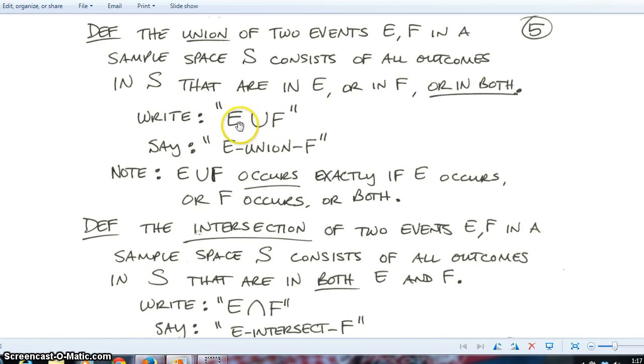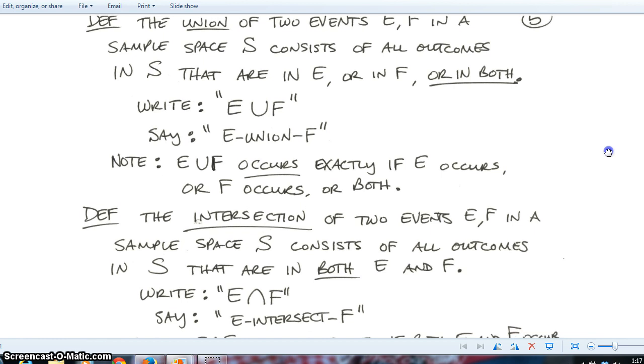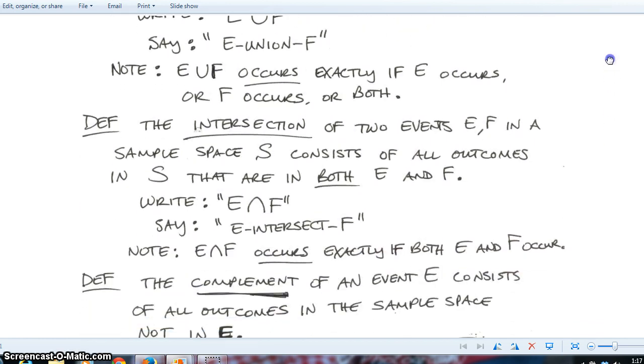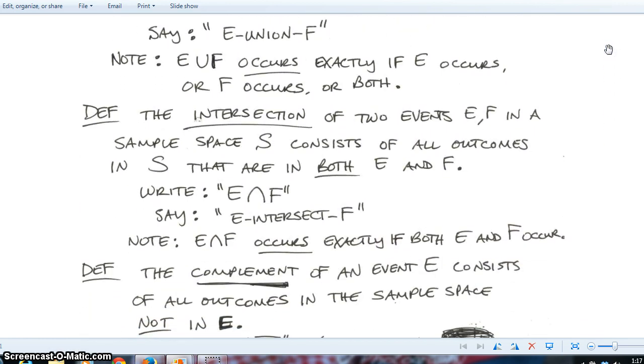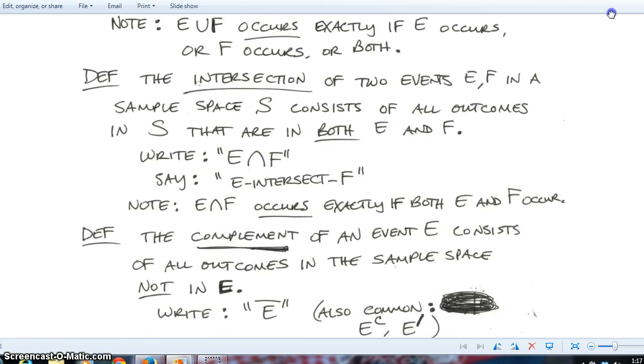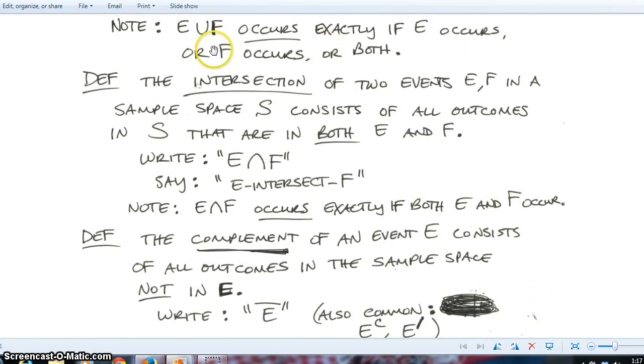As we write this, it looks like a U, but it's not quite. It's more of a cup shape, like the bowls you eat soup from at a Japanese restaurant. So that kind of cup shape, and we say E union F. If we phrase this in the language of occurrence, there's a really nice way that this rolls off the tongue. It says E union F occurs exactly if E occurs or F occurs or both.